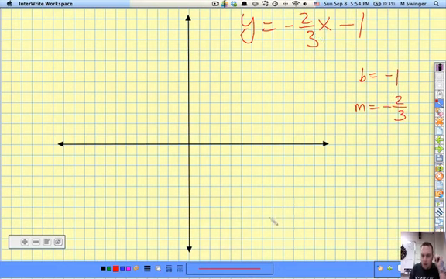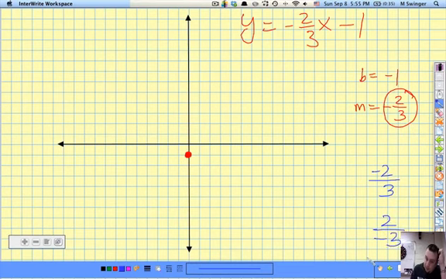Now, let's plot our b. B is negative 1, so I go down 1, negative 1. Now from here, I use my slope. How steep is it from here? Negative 2/3. Now you can do two things. You can put the negative up top and say negative 2/3, or you can put the negative in the bottom. Let's do the first one. Negative 2/3. That's negative 2 rise and 3 run. Positive 3 run, negative 2 rise. So down 2, that means. Positive 3 run, 1, 2, 3 to the right. There we go. And you can draw your line.